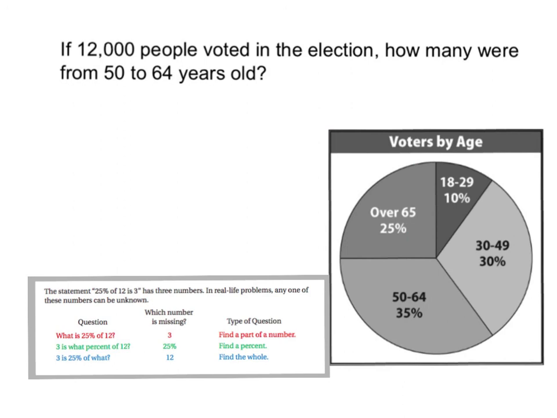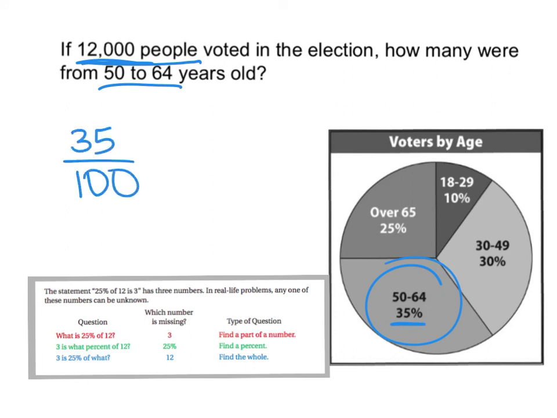All right, another one using this graph. Now, if we said 12,000 people voted in the election, how many were from 50 to 64 years old? So we're going to look at this section of the pie chart. And so we're going to start with our percent we know. Write that as a ratio compared to 100. There's my 35%. I know that there were a total of 12,000 people that voted in the election.